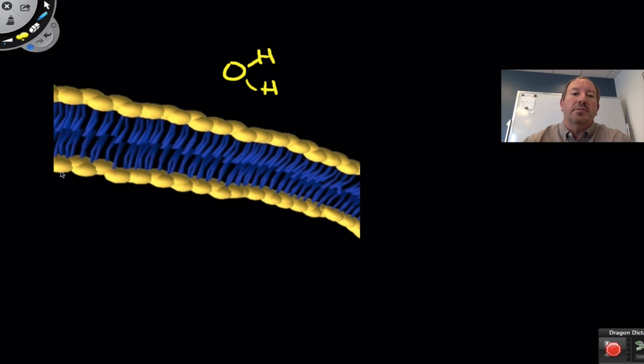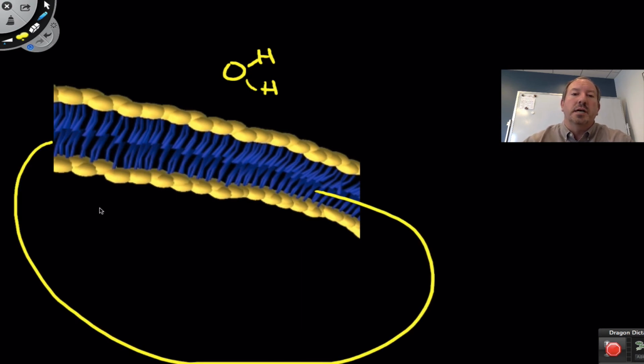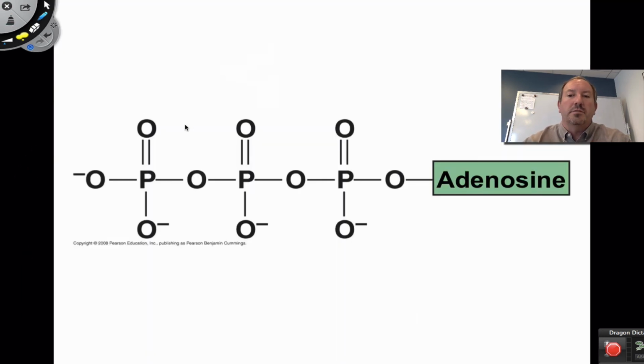And then on the inside of the cell, let me just complete the cell. The inside of the cell, which is the cytosol or the cytoplasm, that's also an aqueous solution as well. And so those phosphate groups have to be here in contact with both the water on the outside and on the inside. So that's really important. It has to do with phosphate.